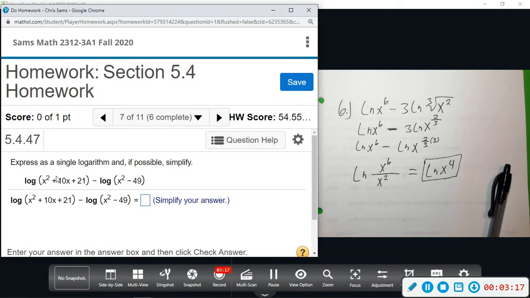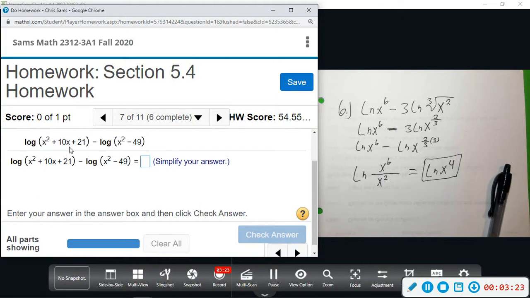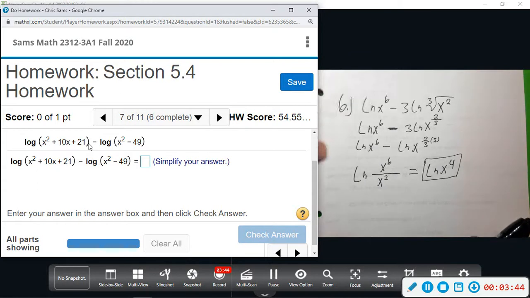Alright, so number 7, we're going to express as a single log and simplify if possible. So here's what we were just looking at, the common mistakes. We have all of this in the log being added. There's no property that gives us something to do with this, but since we do have these being the same log, we can do the log of this minus this. So we'll put these on top, and we'll see what we get from there.